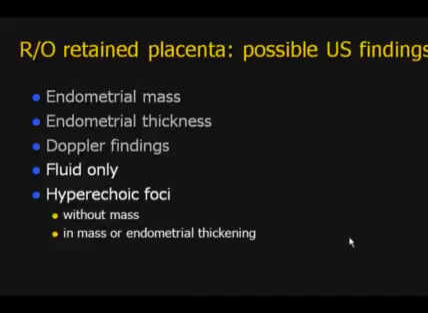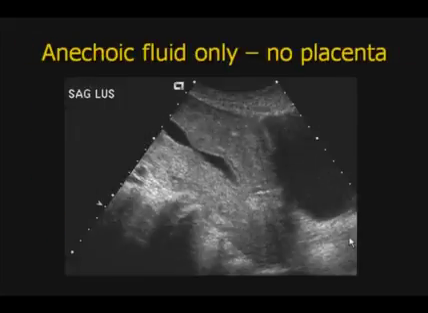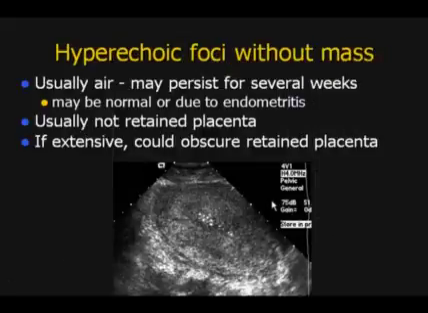We talked about retained placenta in the postpartum period and ultrasound findings. We talked about this earlier with mass, thickness, and Doppler findings, and wanted to mention a couple of other things that you may encounter more frequently in the postpartum patient than in the post-miscarriage patient. One is fluid only. Anechoic fluid like this is not uncommon and does not typically mean retained placenta and will usually resolve on its own.